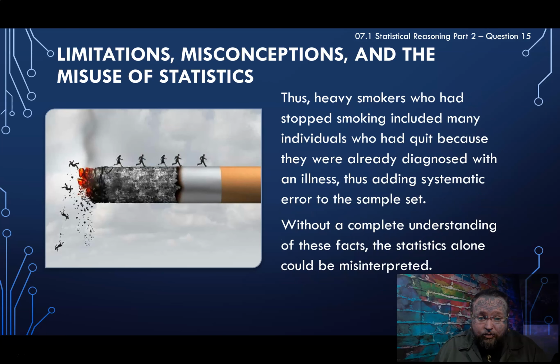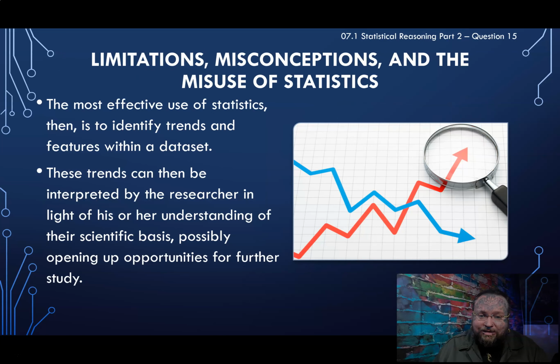So heavy smokers who had stopped smoking could be individuals who had quit because they were already diagnosed with an illness, thus adding systematic error to the sample. Without complete understanding of these facts, the statistics alone could be misleading. Even though you'll hear them, you can take that as a first step, but you should know that the statistical tool was gathered based on sampling in a population, and there could be confounding variables and questions about where they sampled from. How do you build up from there? So these studies aren't without use, you just need to take this into account.